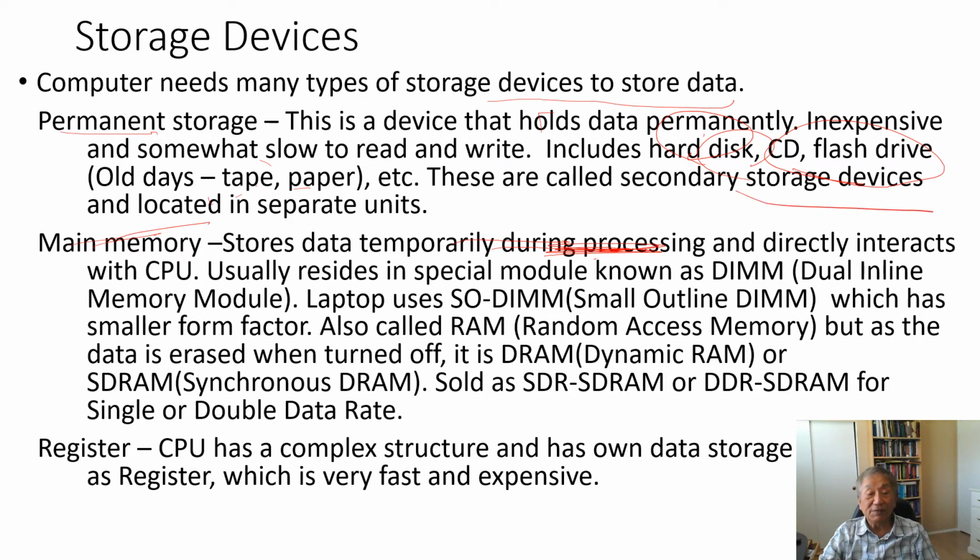So storage devices are located in a separate unit, and the main memory stores data temporarily during the processing, directly interacting with the CPU. Usually it's residing inside a module called the DIMM. Actually, our book talks about that DIMM. It's not that important to know this one, but I'll show you. Unfortunately, while I'm recording this, I cannot flip forward or backwards, so I'm just not showing you and will come back. But DIMM stands for dual inline memory module.